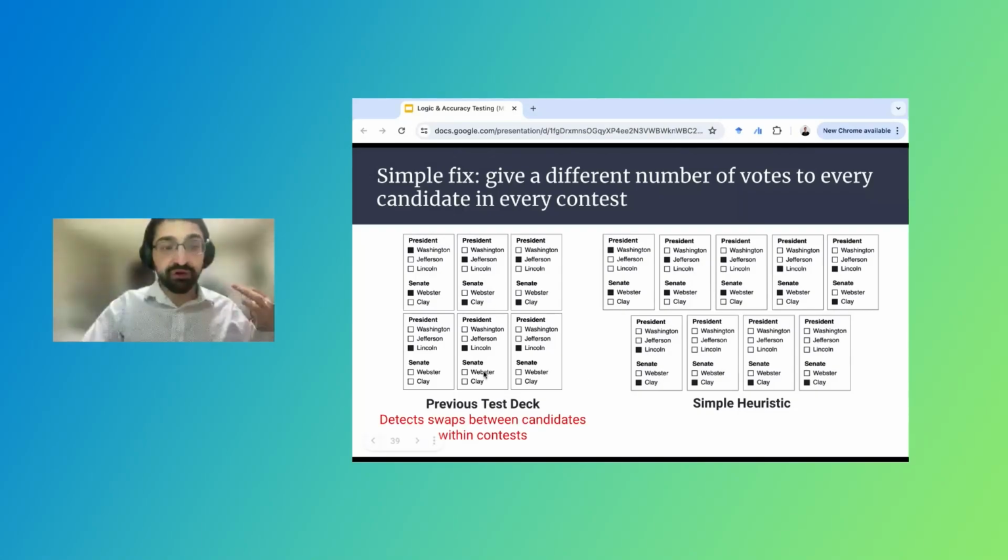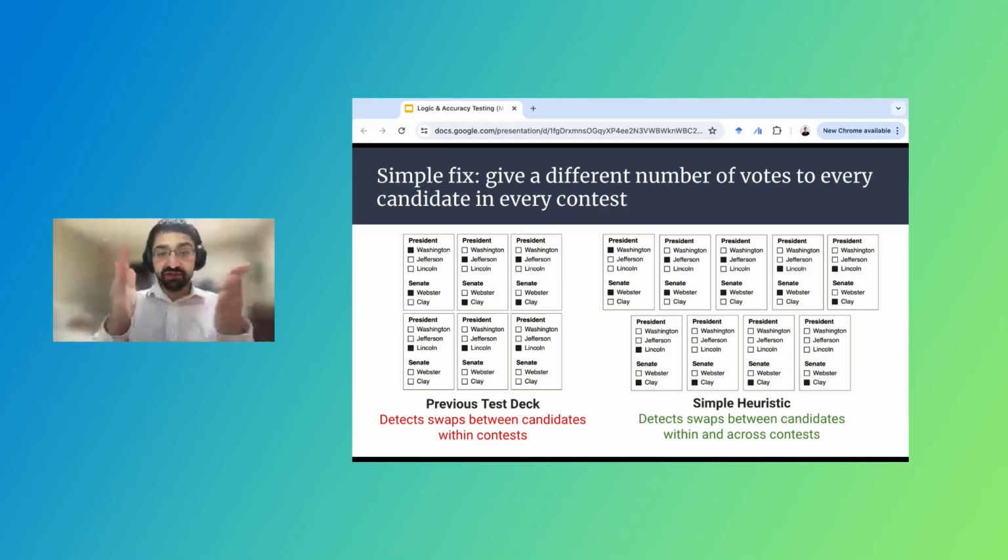And so the previous test deck, if we recall, will detect swaps between candidates only within the same contest. And this simple heuristic, this one on the right, would detect swaps between candidates within and across contests. However, I said this was a bad idea. Why is this simple solution a bad idea? Well, our original test deck required only 6 ballots. This new test deck requires 9 ballots.